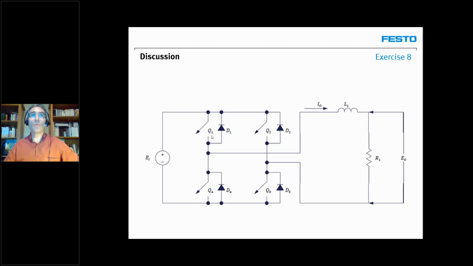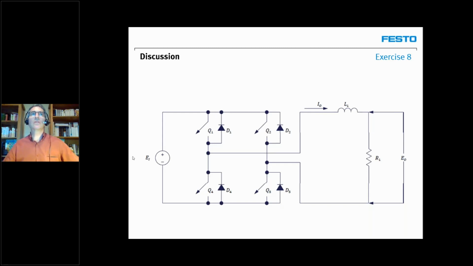Transistors 1 and 5 work together, so they are on at the same time and off at the same time. Transistors 2 and 4 also work together. Also, these 2 pairs are complementary. So when these two are on, these two are of course off, and same thing when these two are on, these two are off.